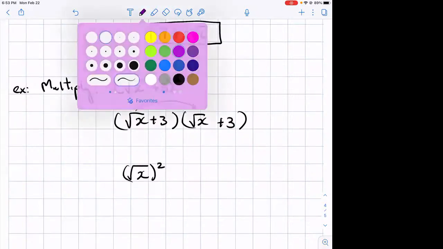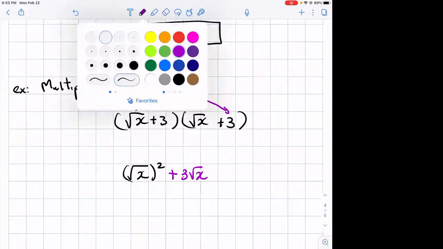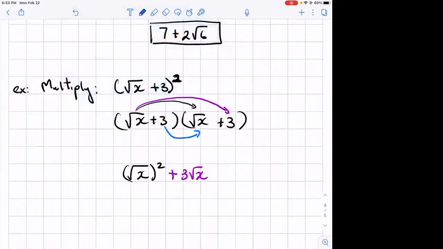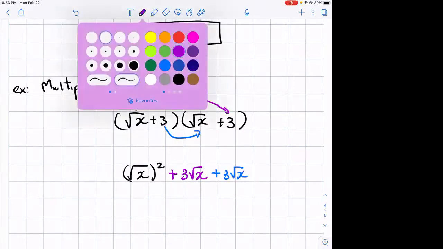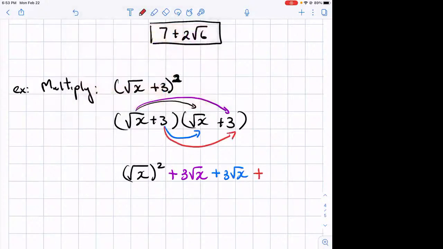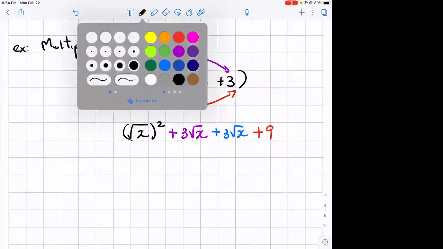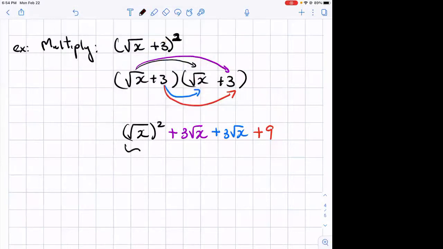Then root x times 3 becomes positive 3 root x. Now we move to the inner terms: 3 times this becomes plus 3 root x. And then finally, we have 3 times 3, which becomes plus 9. We know that the square root, if we square it, just becomes x. Here we have like terms.